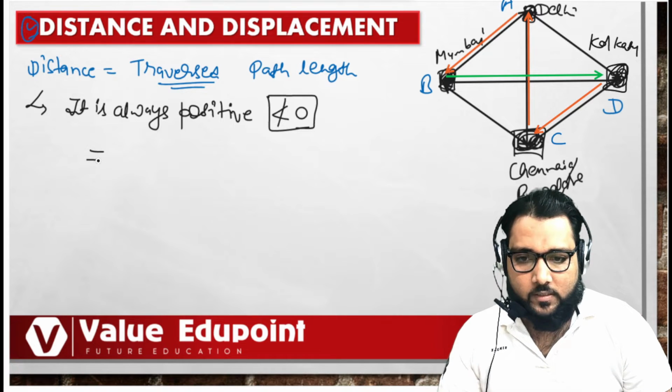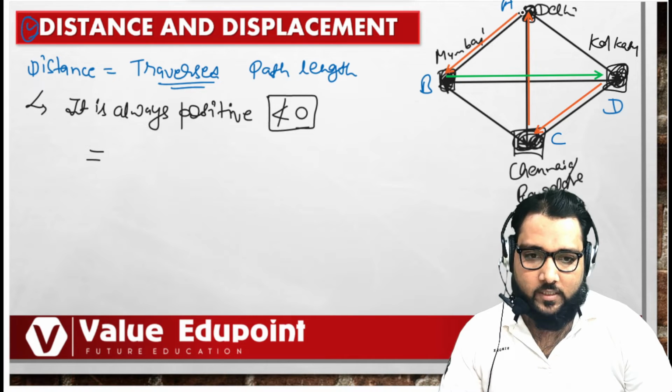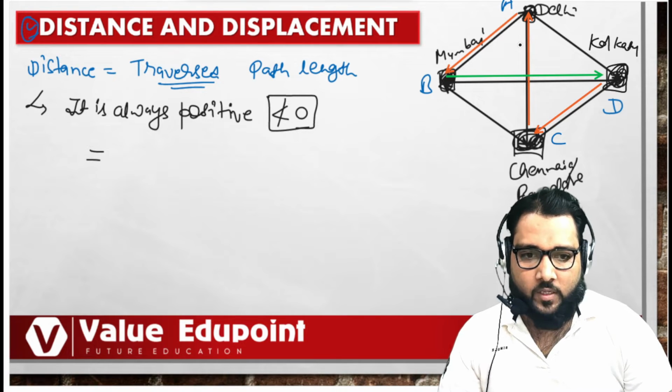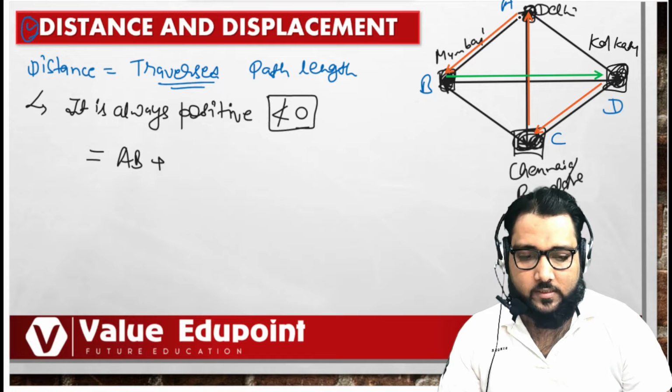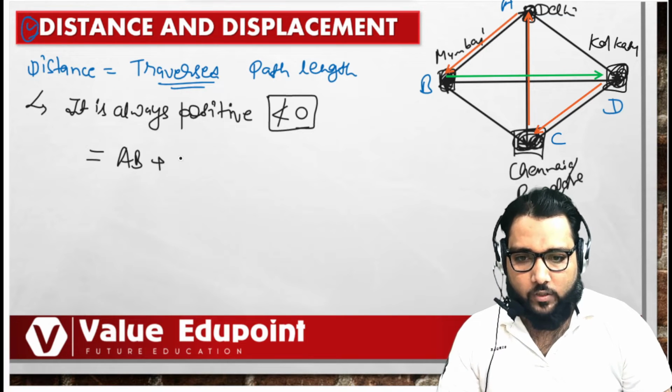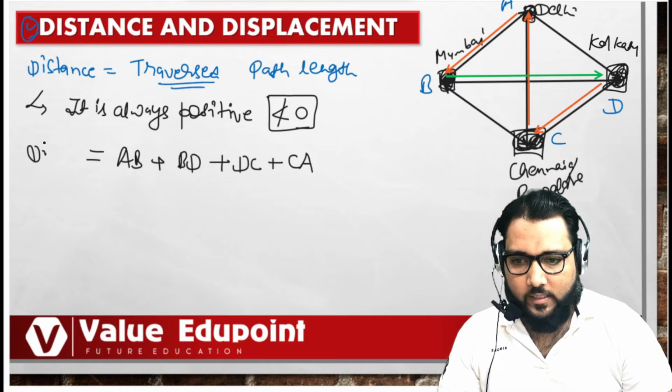So now to calculate the distance: this person starts from Delhi, so how much distance did he cover? The distance is the actual path length. So first, that person goes from Delhi to Bombay, then Kolkata, Bangalore, and finally Delhi. Suppose the distance from Delhi to Bombay is AB. Now he traveled B to D, now D to C, Kolkata to Bangalore, and C to A, again Chennai, Bangalore to Delhi. So this is the distance covered by that person.